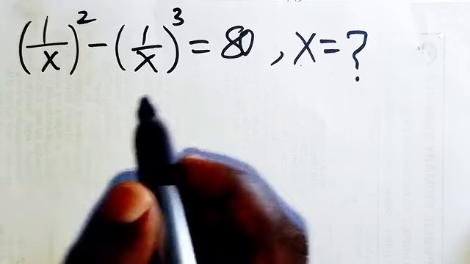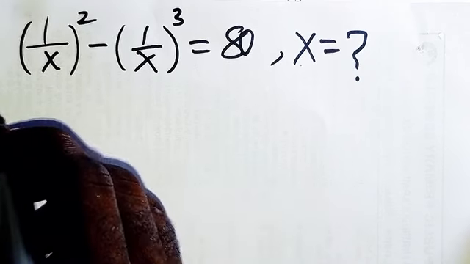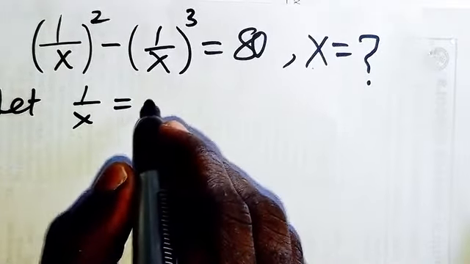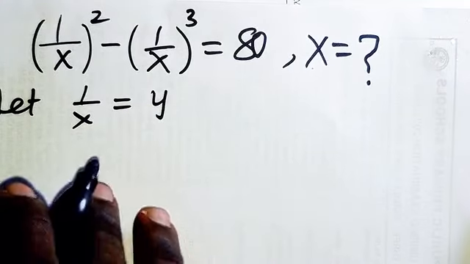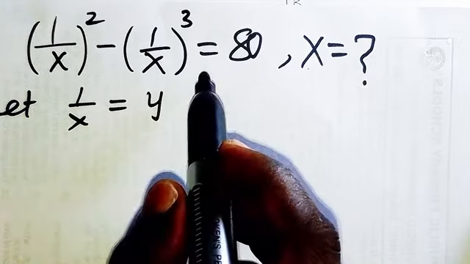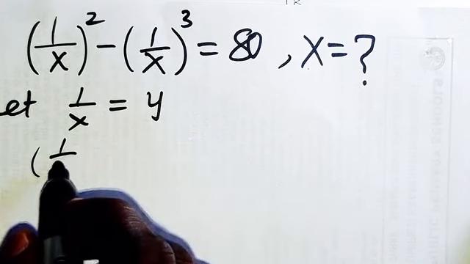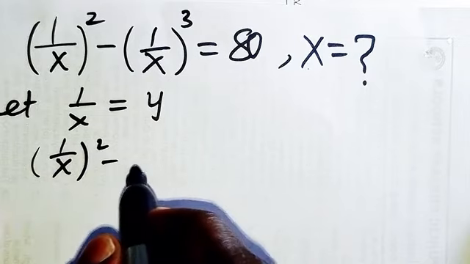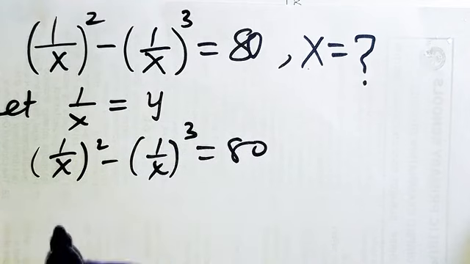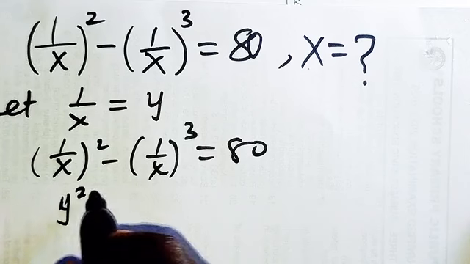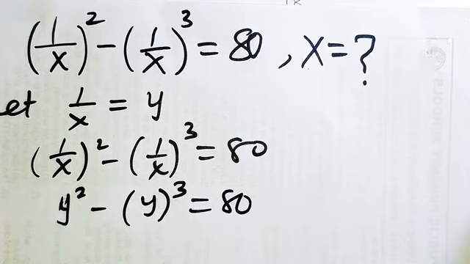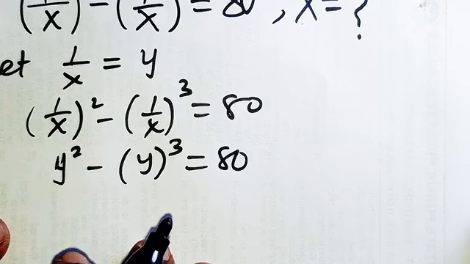So now from here I have this. We are going to let 1/x be y. If 1/x is y, it means anywhere I see 1/x in this equation, I'm going to replace it. (1/x)^2 minus (1/x)^3 equals 80. So now I'm going to have y squared minus y cubed equals 80. What do you think I'm going to do here?